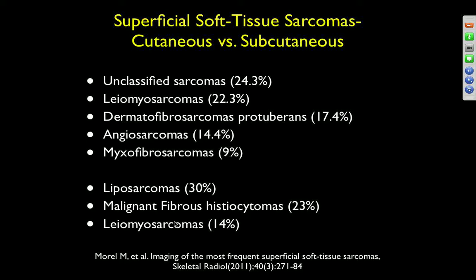Now, if you look at superficial soft tissue sarcomas, they're fairly uncommon lesions to begin with. But if you see them, this is a nice article from Morel, which kind of breaks them down into the different types of superficial and subcutaneous lesions. And again, they found that the single best way to differentiate malignant from non-malignant is if they violated the deep fascial plane at the base of the skin. And this just shows what they are: liposarcomas, malignant fibrohistiocytomas tend to be common, and the unclassified.